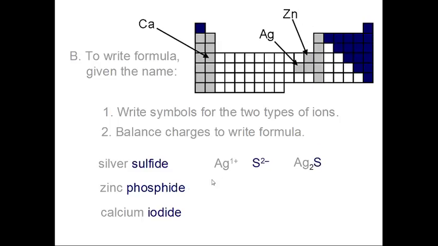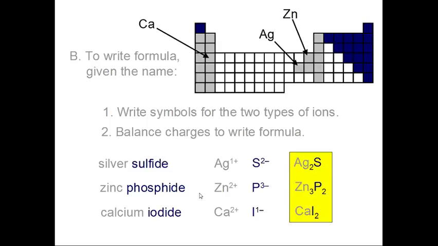Bam, there it is. Zinc phosphide. Zinc's a +2. Phosphorus is a -3. Crisscross your charges. 2 goes down, 3 goes down, zinc 3, phosphorus 2. There it is. Calcium +2, iodine -1, crisscross. 2 iodines, 1 calcium, CaI2.